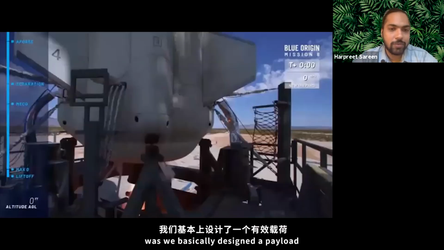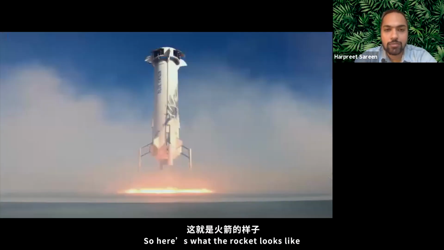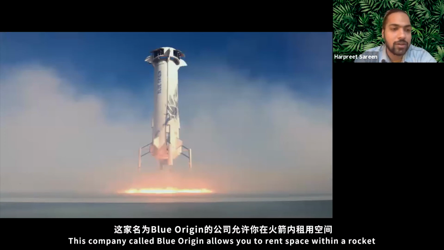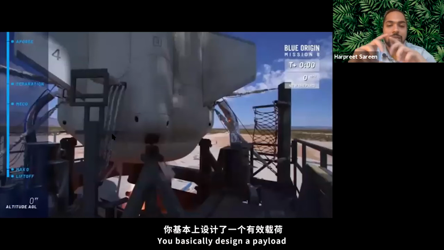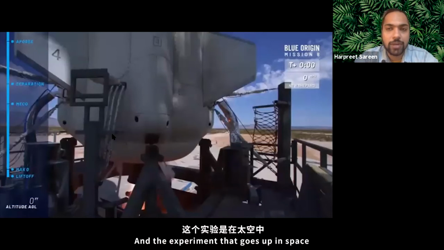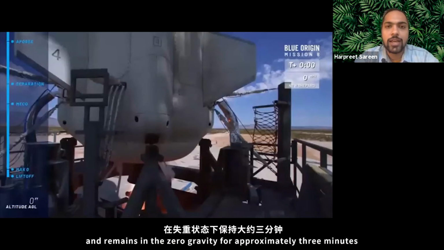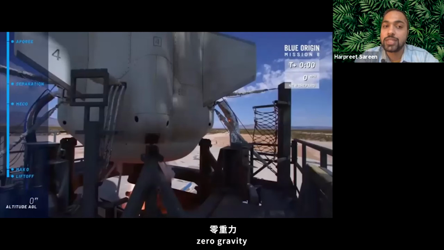What we did was we basically designed a payload that goes inside a rocket. So here's what the rocket looks like. This is not designed by us. This company called Blue Origin allows you to rent space within a rocket. You basically design a payload, you put it inside this rocket, and we designed an experiment that goes up in space and remains in the zero gravity for approximately 3 minutes. And because it remains in space for 3 minutes, we try to replicate conditions of early evolution, zero gravity.